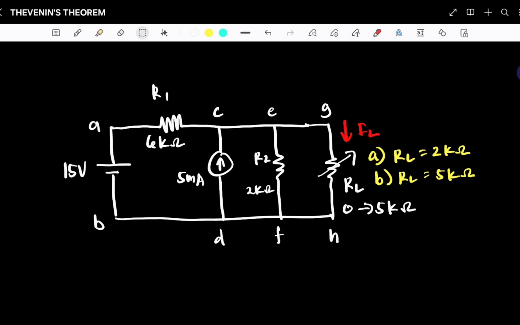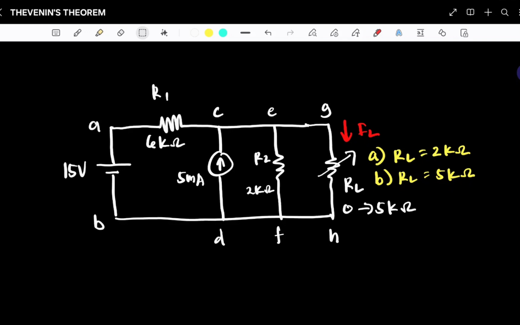In this circuit, the components are connected as follows. The 15-volt voltage source is connected to terminals A and B, with A being the positive terminal. The 6 kilo ohm resistor is connected between A and C in series with the voltage source. The 5 milliampere current source is connected between C and D, supplying current upward from D to C. The 2 kilo ohm resistor is connected in parallel with the current source between E and F. The variable load resistor is connected between G and H across the 2 kilo ohm resistor.